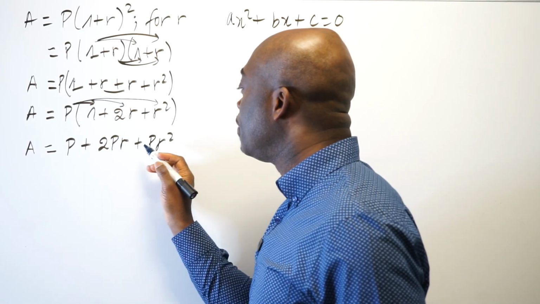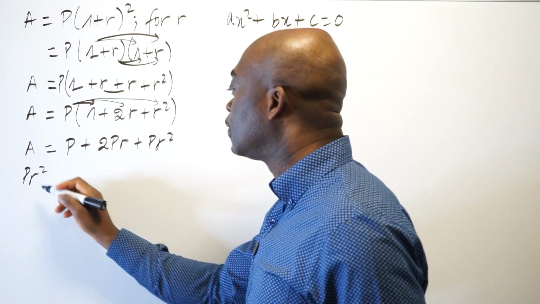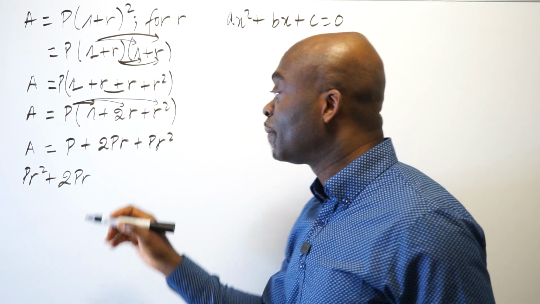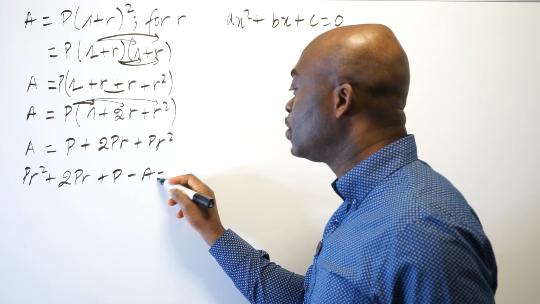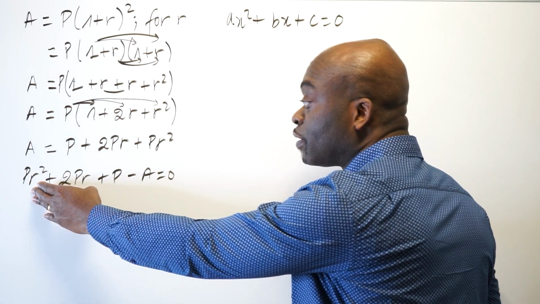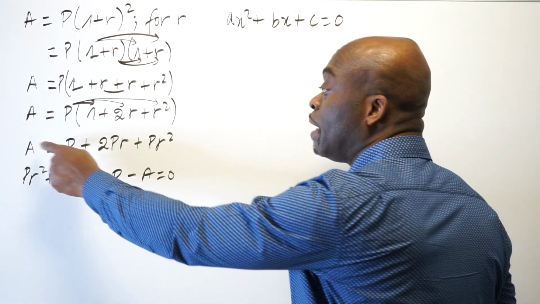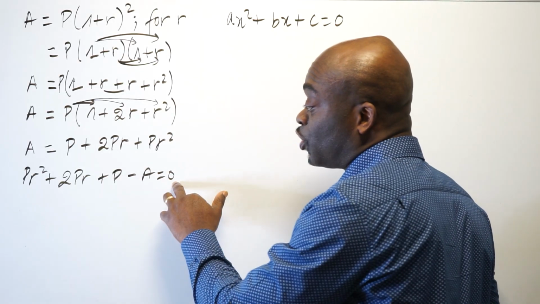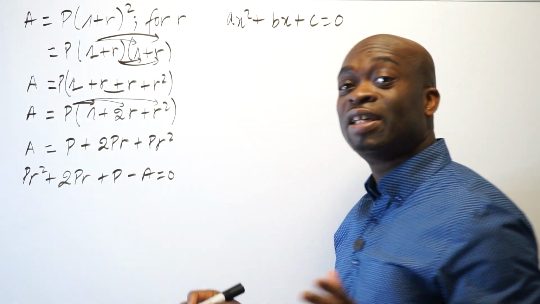So that would give us PR squared, don't forget about that. So PR squared plus 2PR. Now we put it in order, okay? Plus P minus A equals 0. Because remember, R is the variable that we're dealing with. So that's the reason why we have PR squared plus 2PR plus P minus A. Remember, A goes to the other side, becomes negative A. So that's the same thing as having 0 equals PR squared plus 2PR plus P minus A. It's just the same thing.